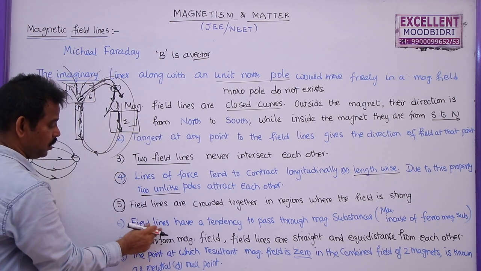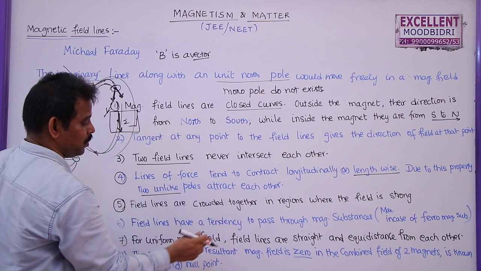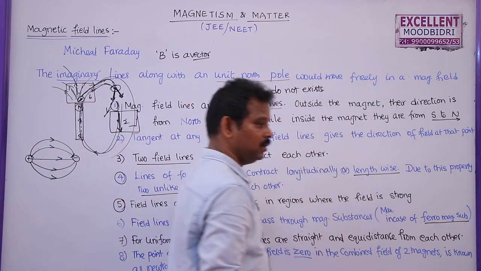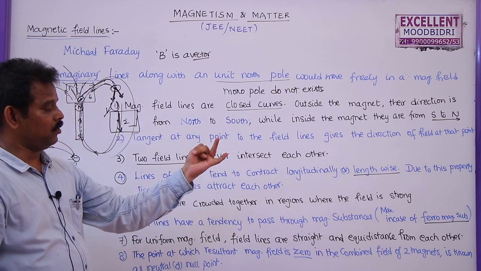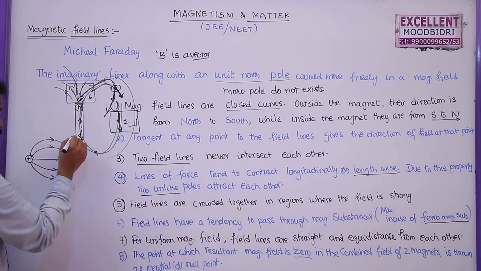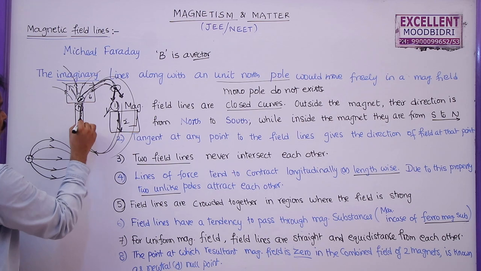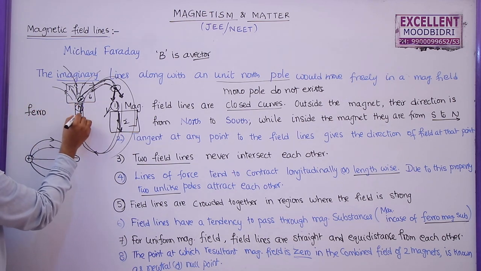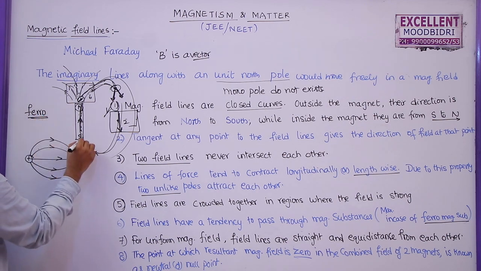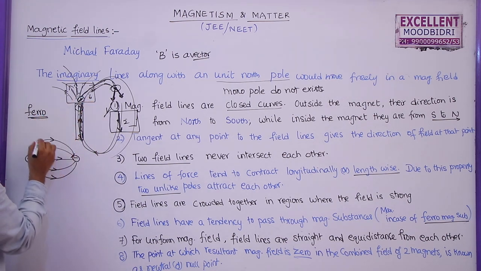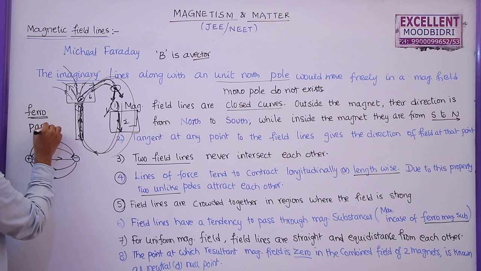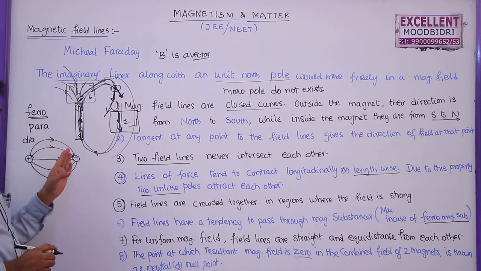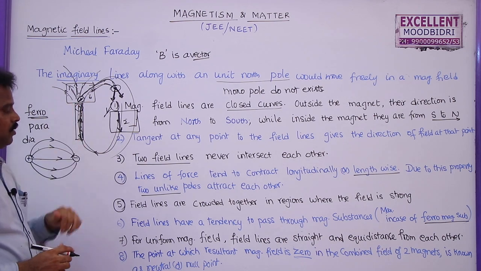Next, field lines have a tendency to pass through magnetic substances. And we have dia, para, and ferromagnetic substances. Field lines will always try to pass through magnetic material, and it is maximum if the magnet is made of a ferromagnetic substance; more lines will try to pass through this one. For paramagnetic substances, fewer lines will pass. For diamagnetic substances, generally field lines will not pass through the material.